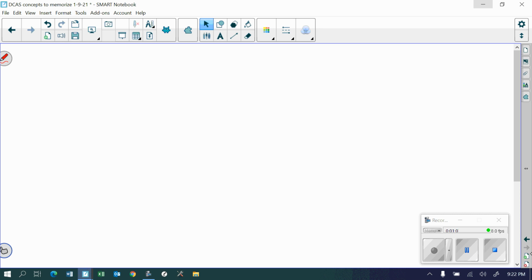So first thing you should know from middle school, triangles add to 180 degrees, quadrilaterals add to 360 degrees, and a circle is 360 degrees. I'm not going to draw that out or write that out. You have it on your DCAS sheet.